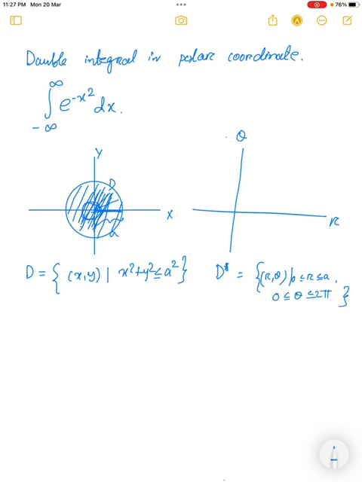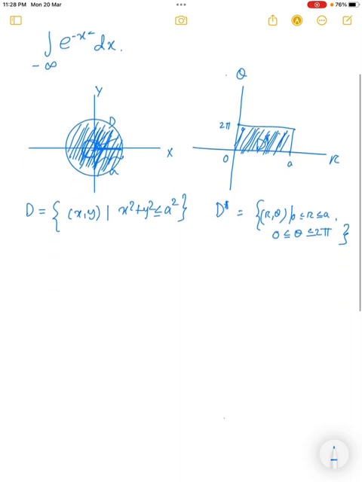So how does it look in the r theta plane? Here r is varying from 0 to a and theta is varying from 0 to 2 pi. Now you can see that this is my D star. In the xy plane it looks like a disk, but equivalently it looks like a rectangle in the r theta plane.